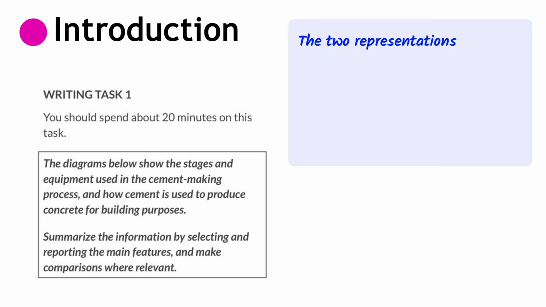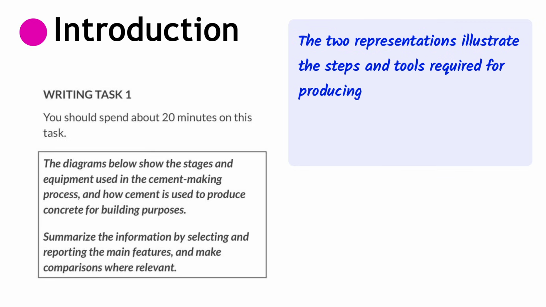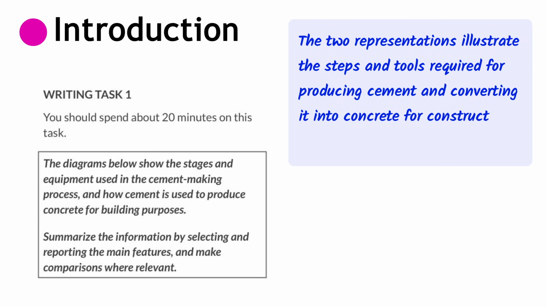All right? And instead of in the cement making process, we can write for producing cement. And instead of how cement is used to produce, we can write converting it into. And instead of building purposes, we can write construction needs. Now, let's come up with our introduction. The 2 representations illustrate the steps and tools required for producing cement and converting it into concrete for construction needs.